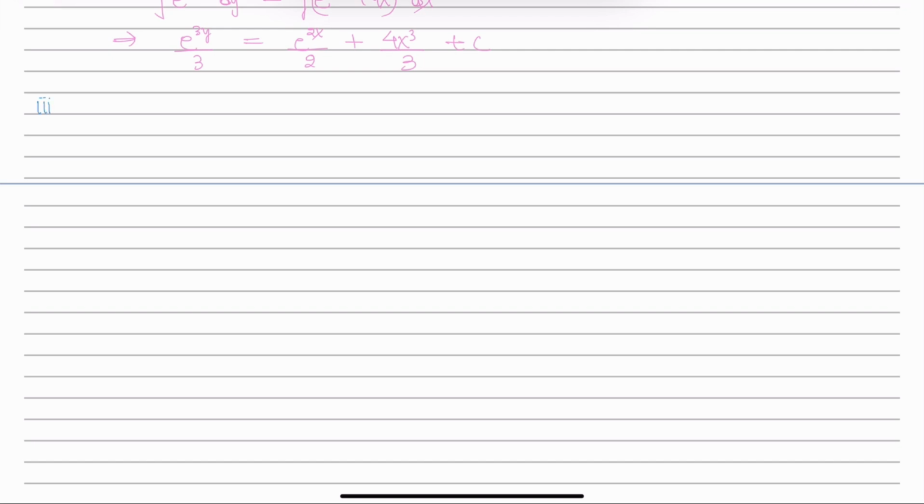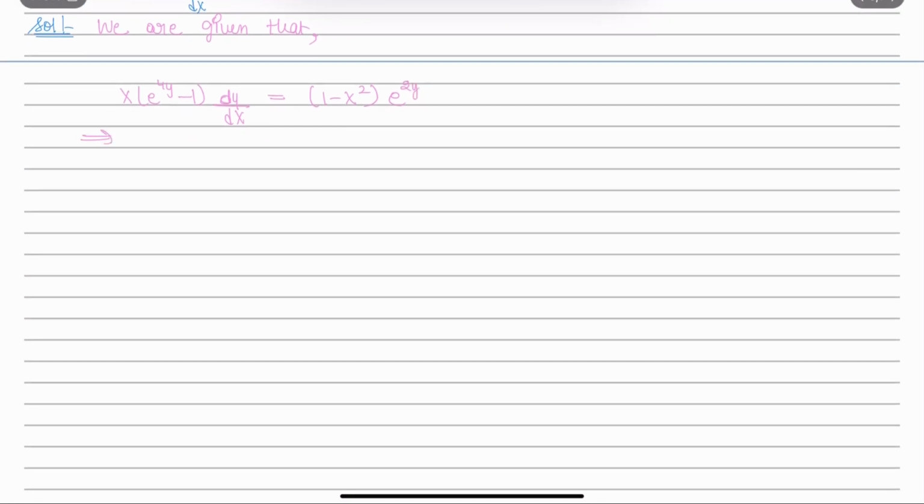Third question: x(e^(4y) - 1) dy/dx + (x² - 1) e^(2y) = 0, where the value of x is greater than 0. Solution: we are given that x(e^(4y) - 1) dy/dx. Taking the other term to the right hand side, it becomes (1 - x²) e^(2y). Now, this is my variable separable form.